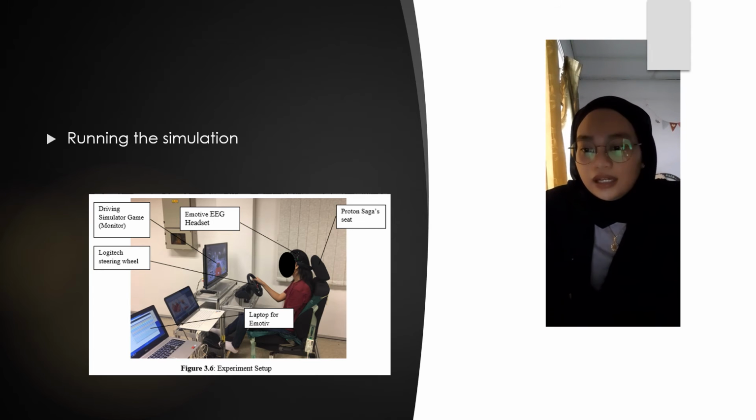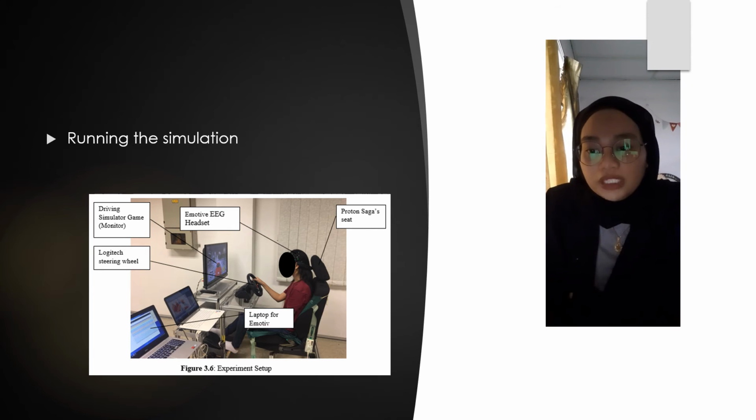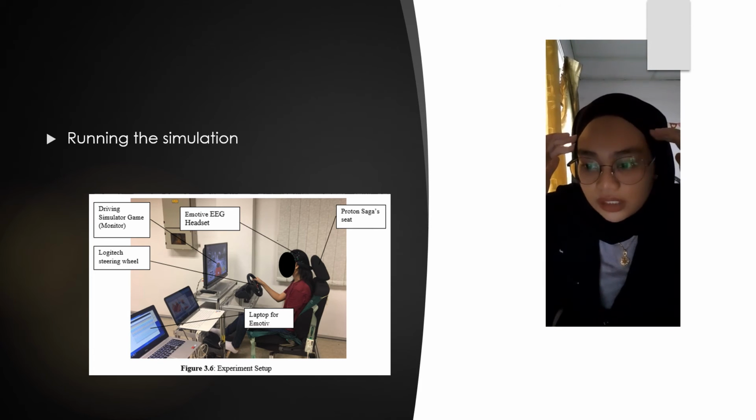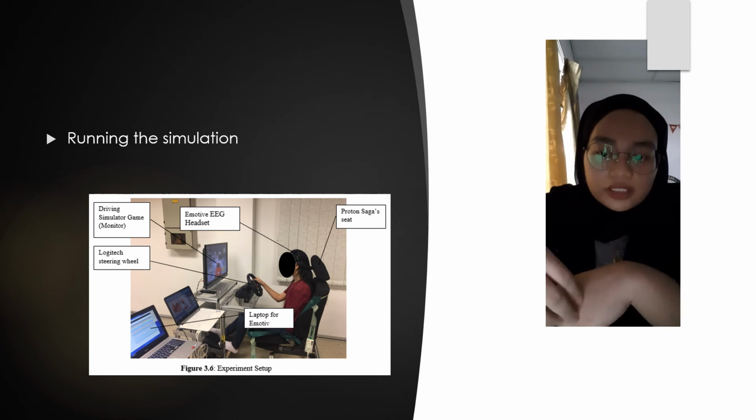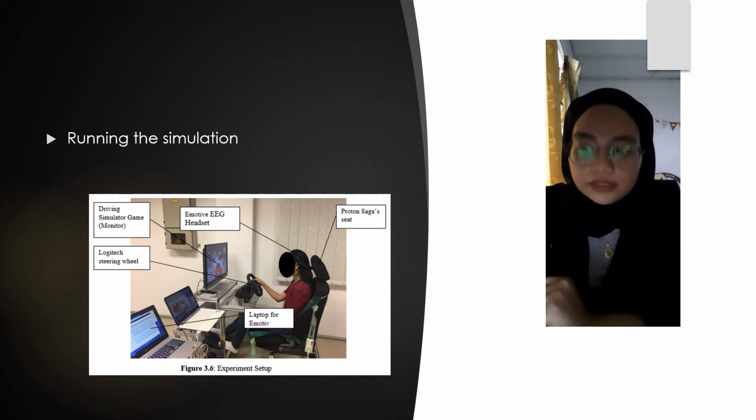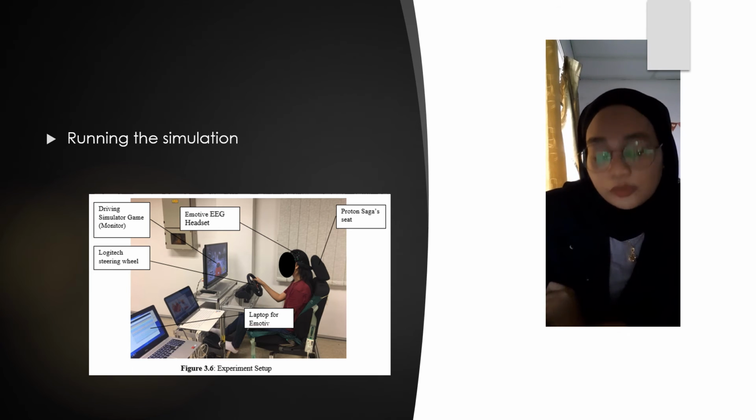This slide shows the subject being tested to drive the simulation with the Emotiv EEG that is adhered to the scalp to record the brainwave. There are two laptops. The right one is to control the simulation, and the left one is the Emotiv, which is to filter the data.